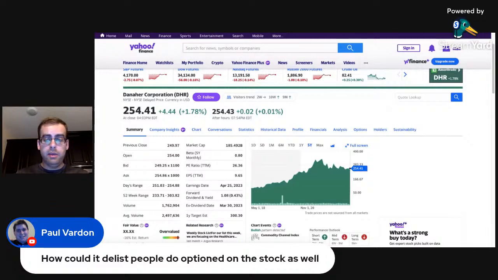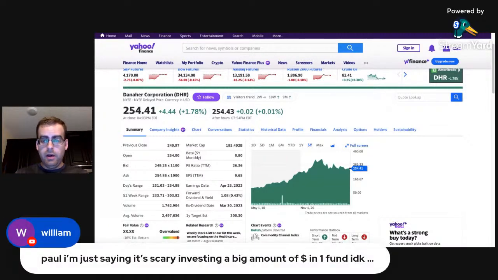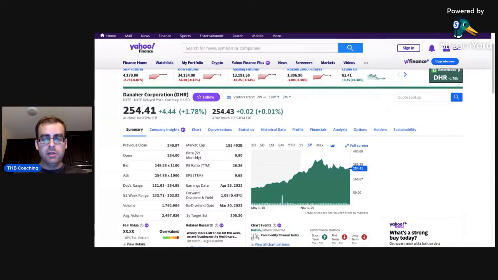I agree. I think the same way. And then I'm just saying it's scary investing a big amount of dollars in one fund. Well, sometimes you've got to take a risk. Like if you had put everything into the S&P 500, keep in mind the S&P 500 is like an index of indexes. It's the 500 largest companies. And there's people afraid to do that, which I don't understand.